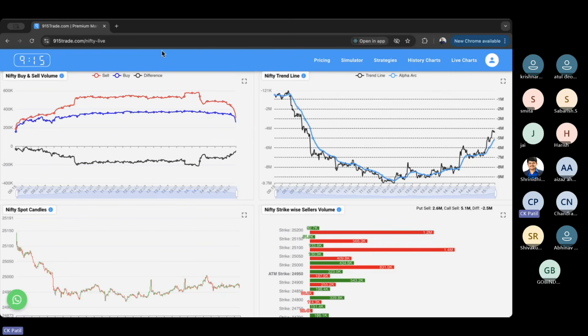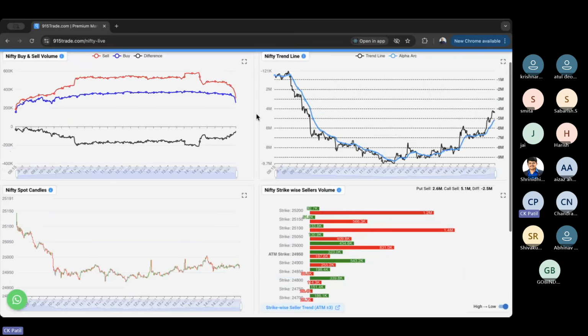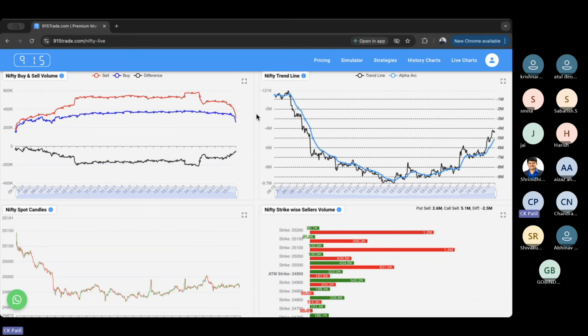What we are going to talk about today is the new feature that we have recently launched, which has become one of the most favorite features for a lot of people. And I understand why, a lot of people are loving this feature.